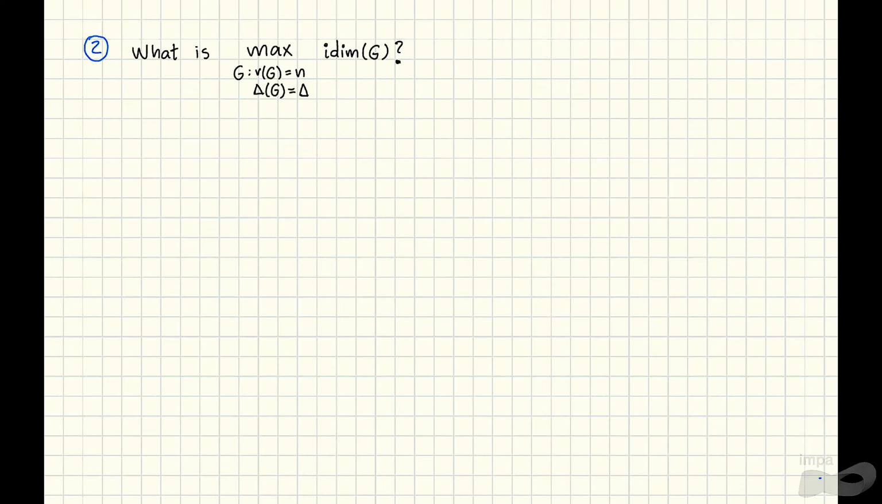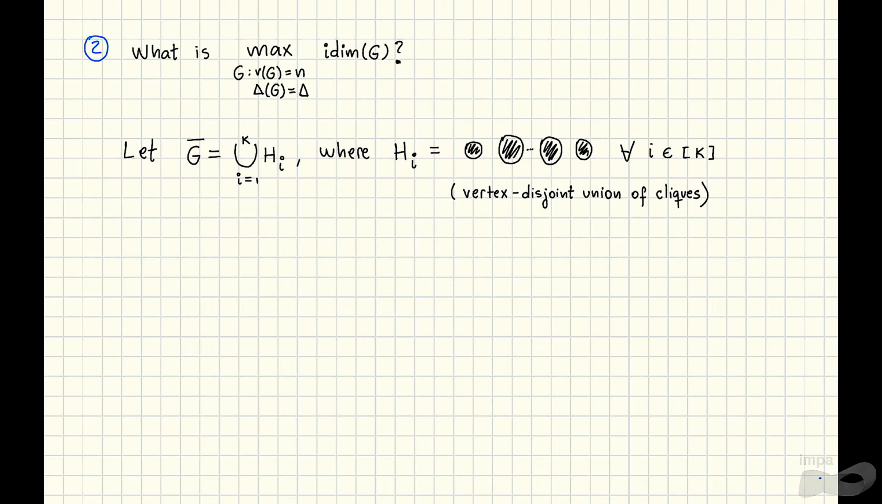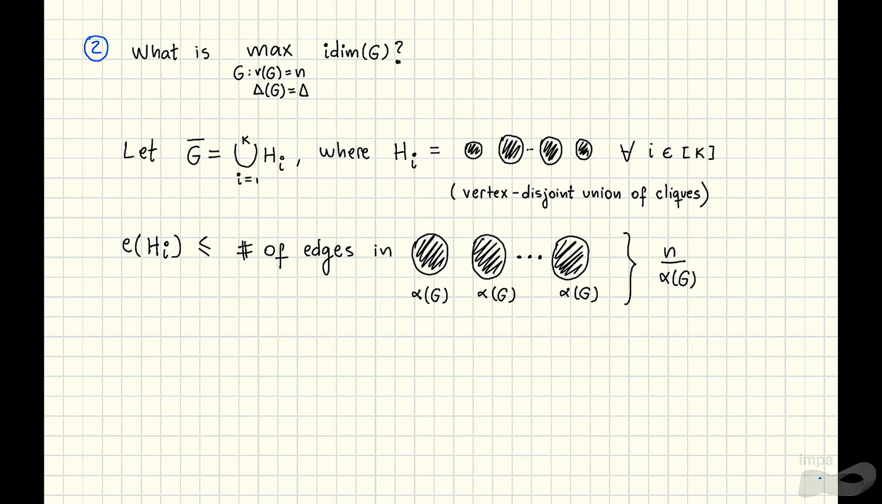Let's go to the second one. What is the max IDIM for graphs on n vertices and max degree delta? Right, so for this, let's try to understand some lower bound first in terms of some known parameters of G, okay? Let's write G complement as this union of H_i's, where each H_i is a vertex disjoint collection of cliques. And the best you can do with this vertex disjoint union of cliques, how many edges can they cover at most? Well, it is just the number of edges given by this factor where every clique has size the independence number of G. Okay? This is when you cover the most. And you have, say, n over alpha of them.